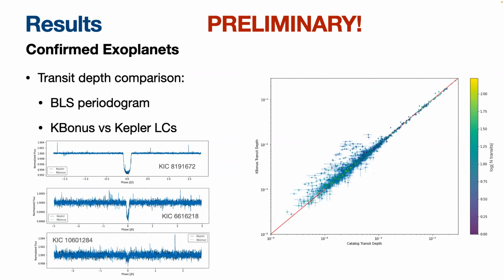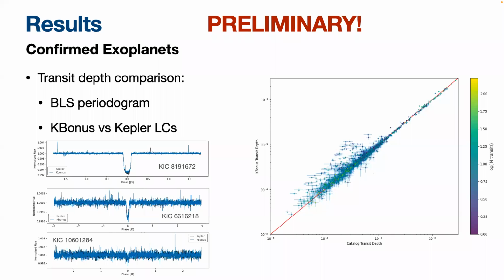I also revisited some of the confirmed exoplanets. I think I did 1,500 of them. This is very preliminary. I only used light curves from quarter 5, and we recomputed the BLS to find differences in the transit depth and compare it between the Kepler light curve and our light curve. So this figure is showing, on the x-axis, the transit depth coming from the catalog light curve, and on the y-axis our light curve.